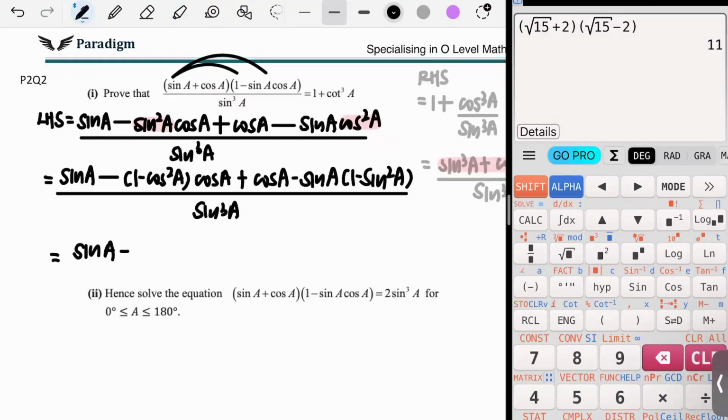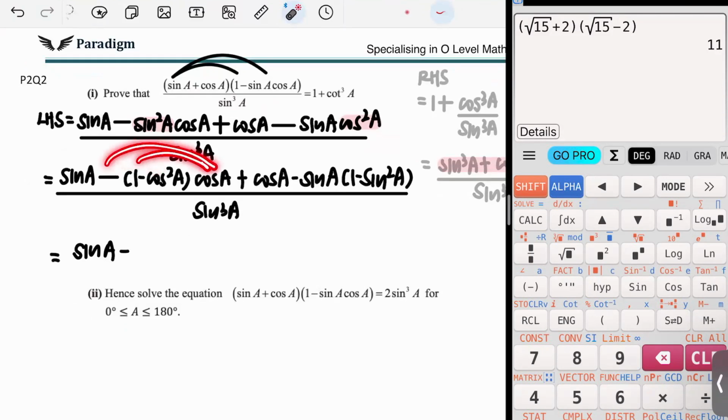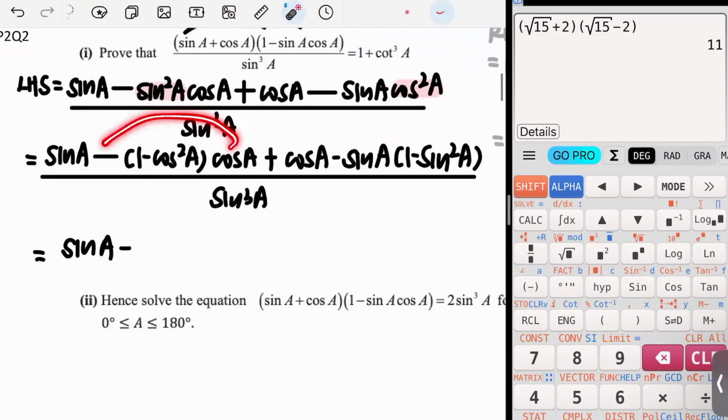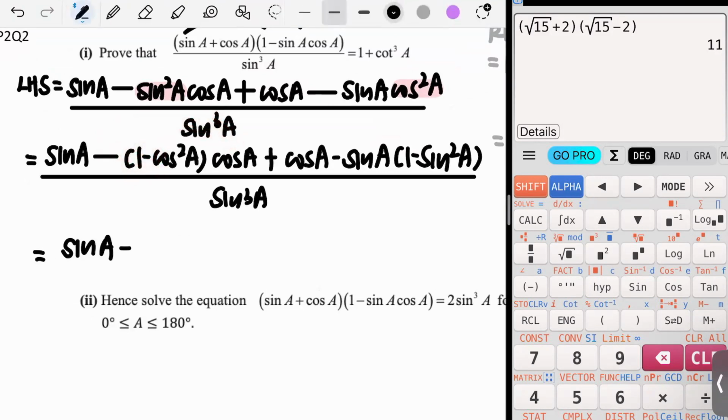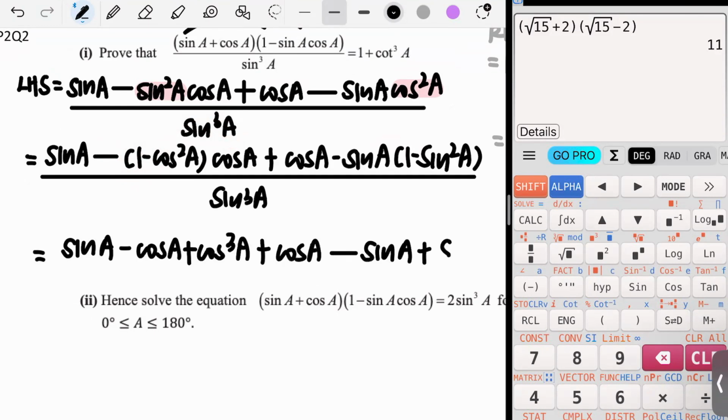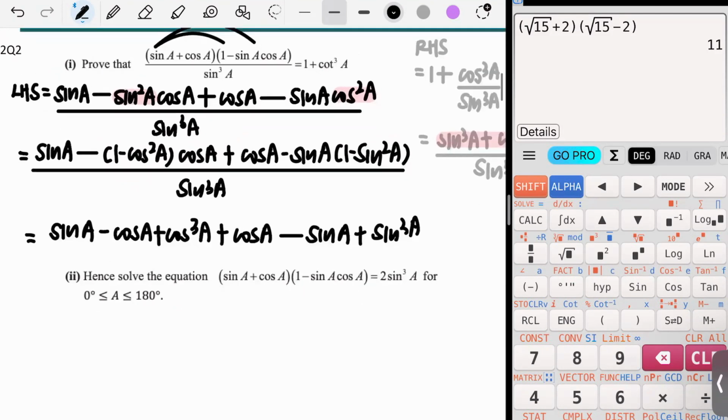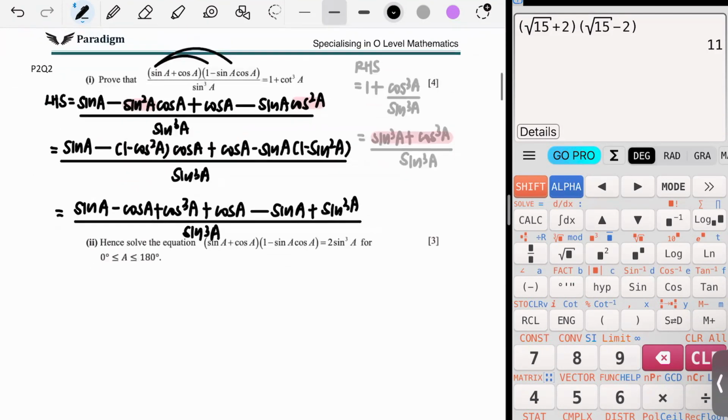So when I open up, got to rainbow this guy. So rainbow, rainbow, rainbow. Wow, this one got a minus here, so scary. So minus cosine A plus cosine cube A. Okay, this is cosine A. This one here minus sine A plus sine cube A. Whole thing divided by sine cube A. I just write over first, okay?